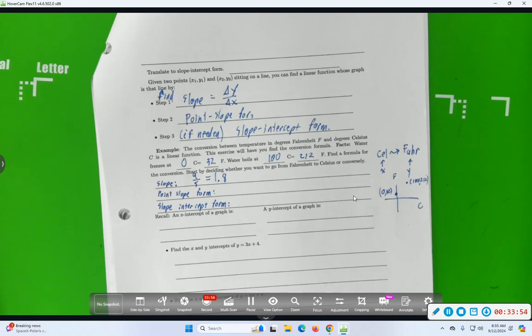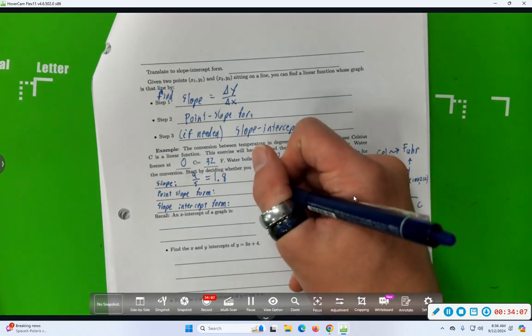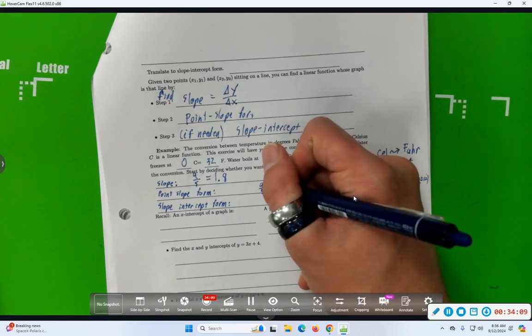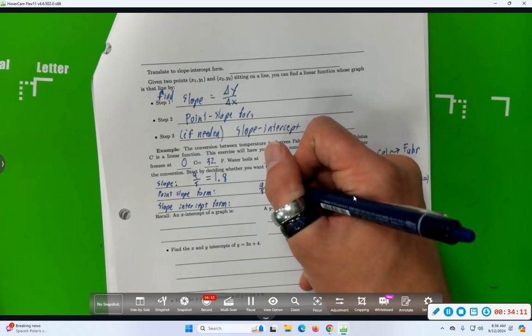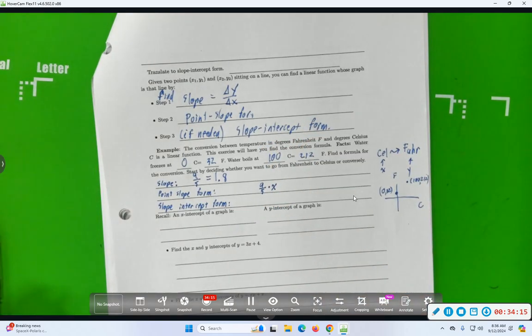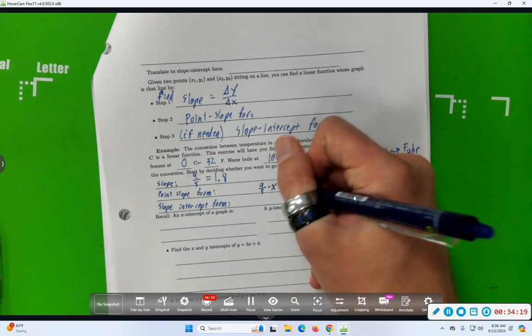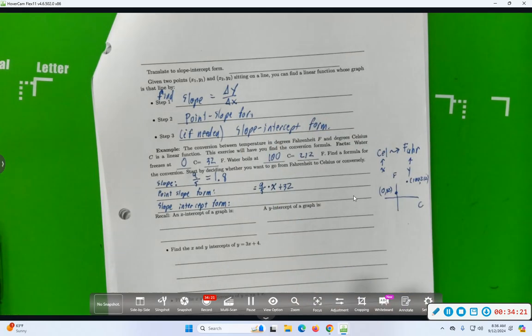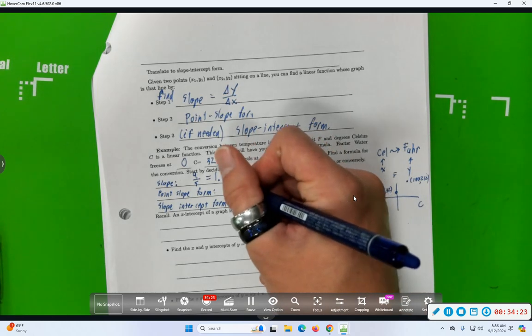So when you put this in point slope form, what'd you get? 9/5 Celsius plus 32. 9/5 times the temperature in Celsius, which I'm going to use as x just in order to match up with the picture. Eventually I'll want to say Celsius instead, but for now x. Plus 32 equals what? Fahrenheit, which I'll call y.